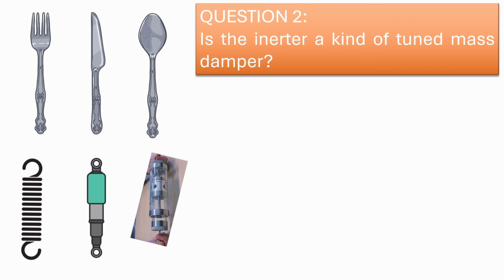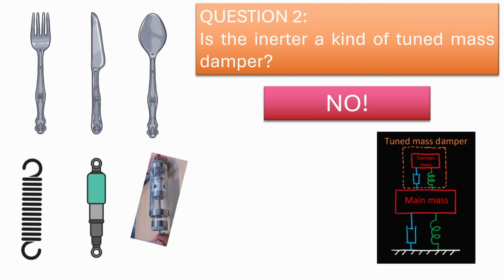Question 2. Is the Inerter a kind of tuned mass damper? Again, no. A tuned mass damper is a secondary system that mixes masses, dampers and springs to help to control oscillations. If you want, you can imagine this as a combination of a fork, a spoon and a knife joined together, but very heavy. This device weighs 10 kilograms, and you can imagine that it's very large, so it's not very comfortable to eat food. It's not a spoon, a knife and a fork. It's an approximation. It helps, but it doesn't work very well.